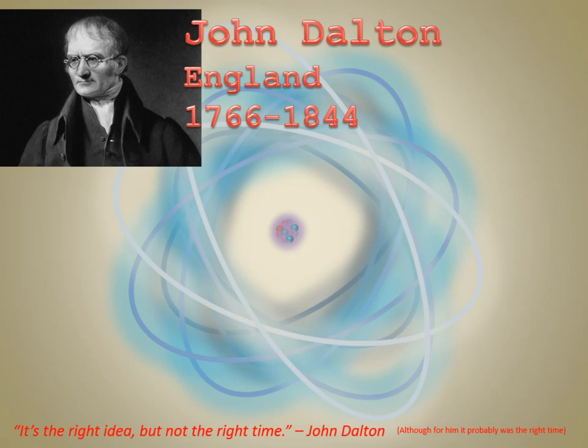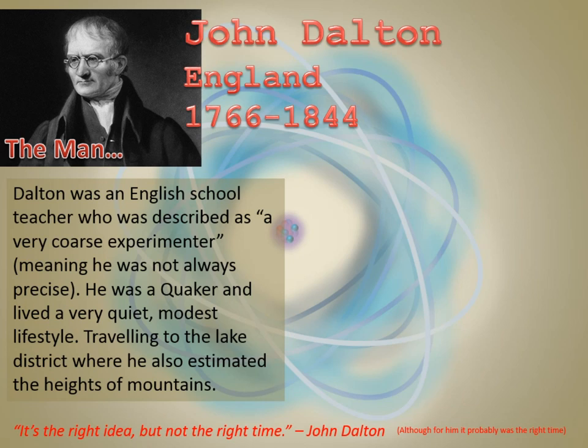Next came John Dalton, an English school teacher, and he was a quiet man and described by some of his contemporary scientists as a very coarse experimenter, meaning that he was not terribly precise when he ran experiments. He was a Quaker, a kind of Christian, and something else he did in his life was to estimate the heights of various different mountains in the English Lake District where he was born.